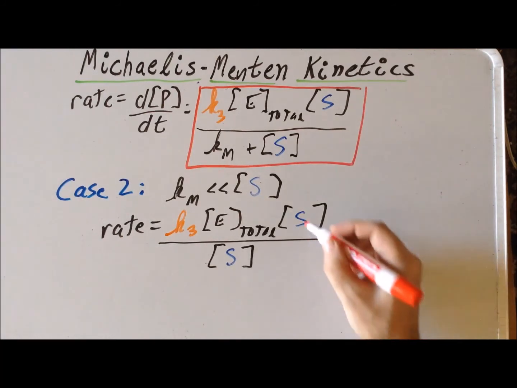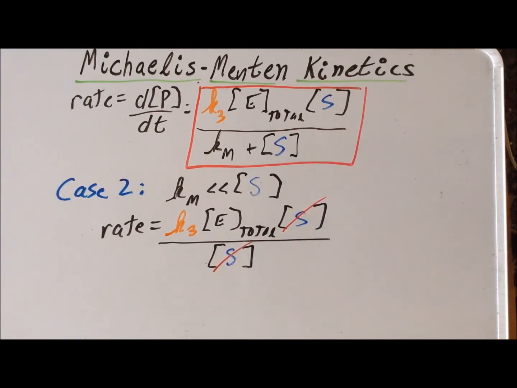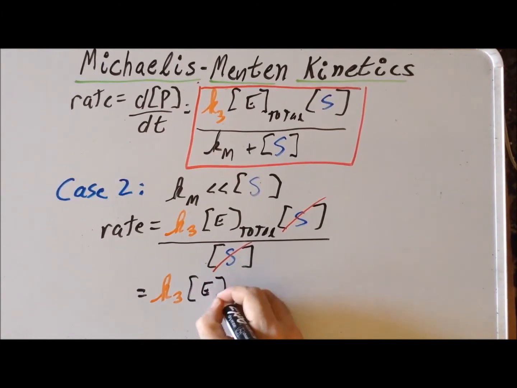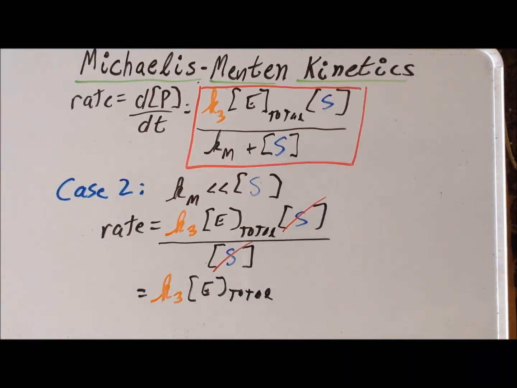Notice then that we can cancel the concentrations of the substrate from the numerator and the denominator, and that gives us that the overall rate is simply equal to the rate constant K3 times the total concentration of enzyme. And notice that this rate does not depend on the substrate concentration at all. Therefore, this particular rate is zeroth order in substrate. And this is the situation when the enzyme is saturated with substrate, and this will give us the maximum rate for the reaction.